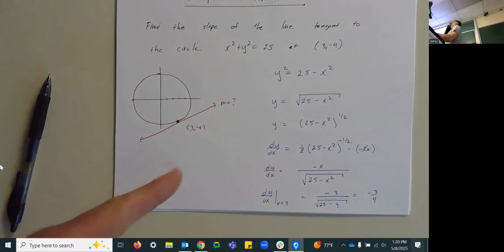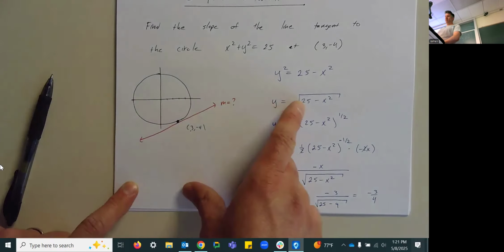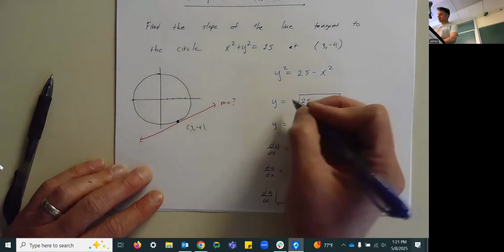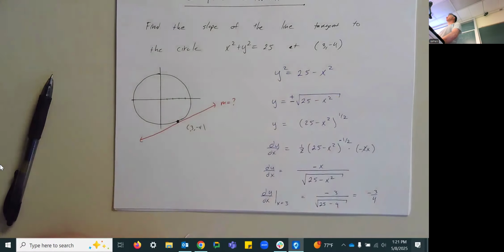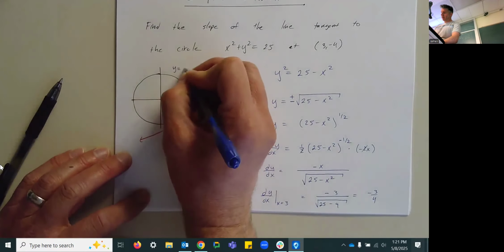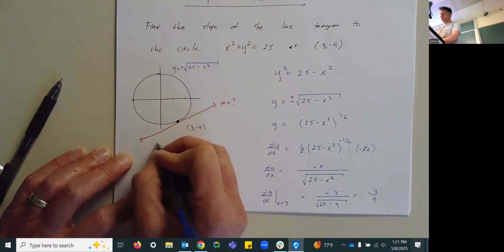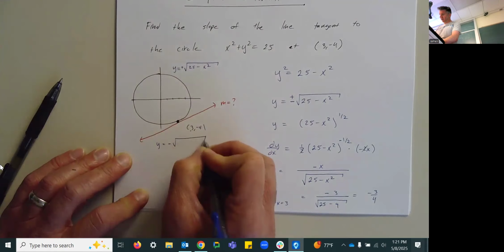So here's the problem with what I've done here, and we're going to fix this mistake in a second. I didn't pay attention to solving for y. The thing is, that circle is not a function. It fails the vertical line test very, very much. So when we took the square root here, we really should have had y equals plus or minus the square root of 25 minus x squared, where the top half is the positive square root of 25 minus x squared, and the bottom half is the negative square root of 25 minus x squared.